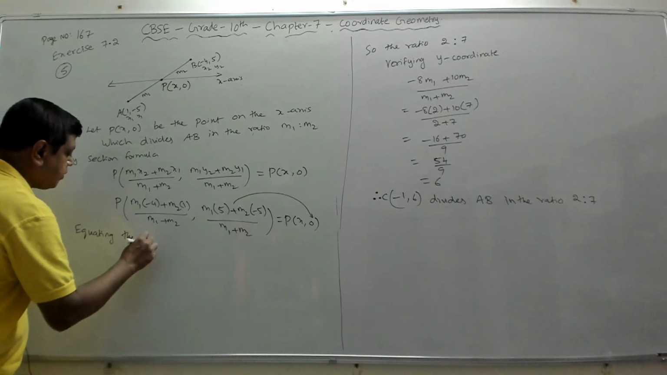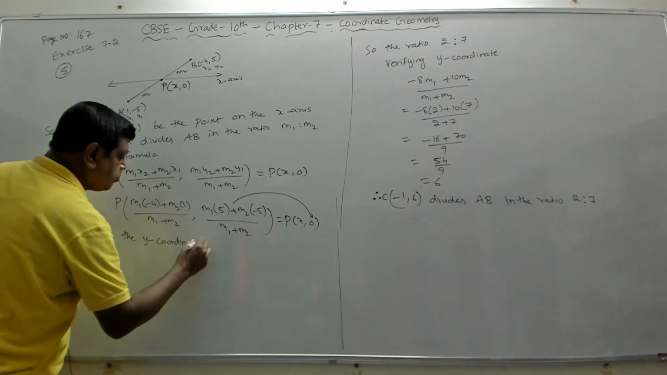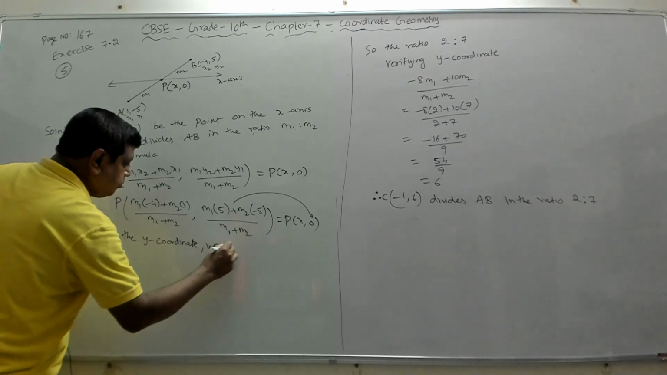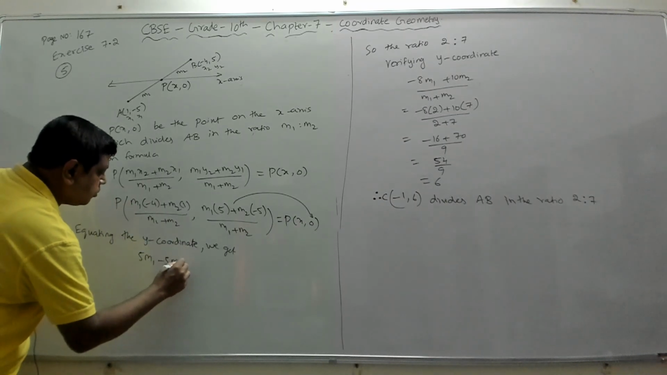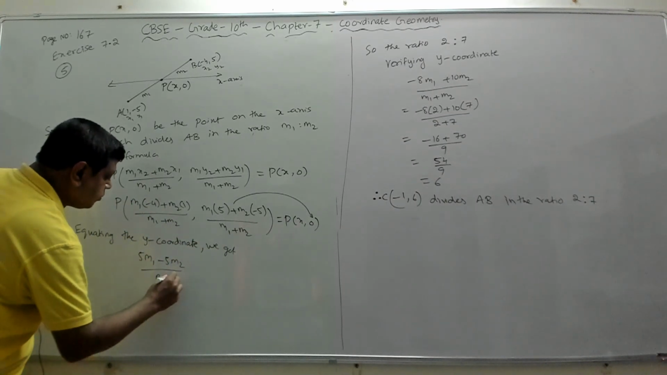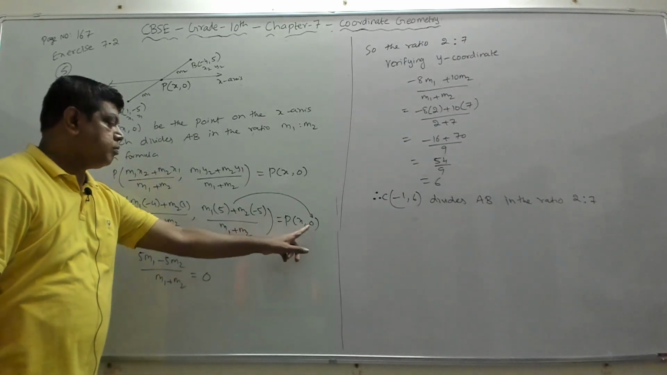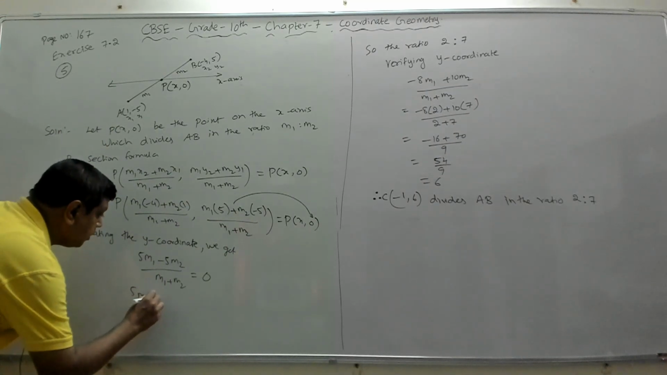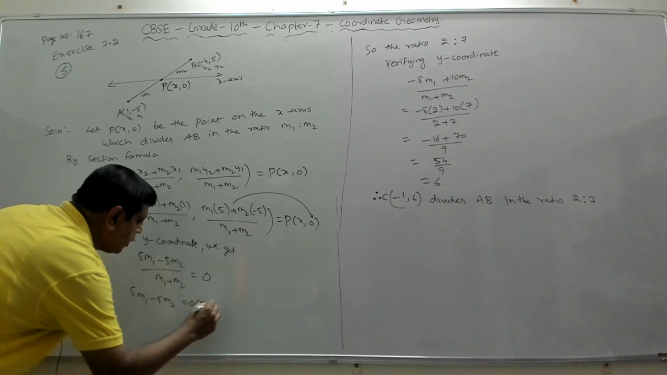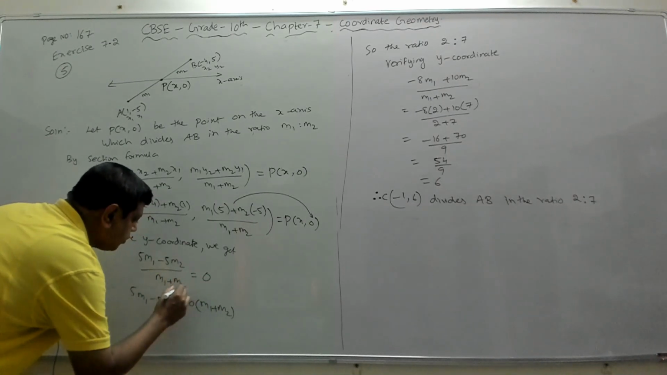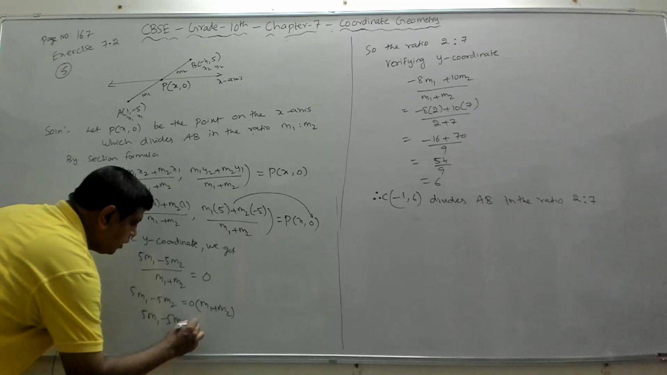the y coordinate. Why are we going for the y coordinate? Because we know the y coordinate on the right hand side. This is 0. So we get 5m1 minus 5m2 by m1 plus m2, that is equal to 0. So we get 5m1 minus 5m2 equal to 0 into this goes here, you'll get m1 plus m2. So this is 5m1 minus 5m2 equal to 0 into this, which is 0.